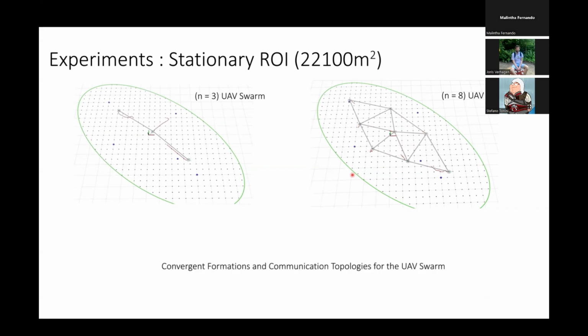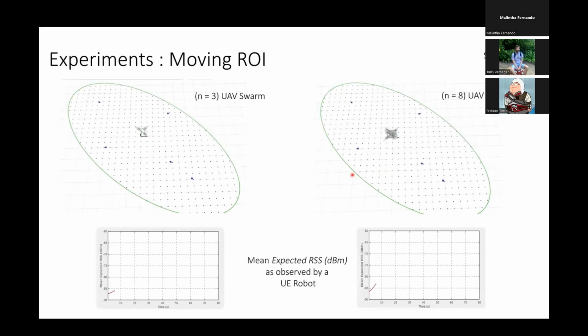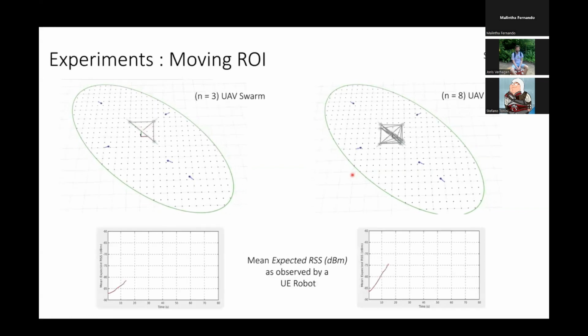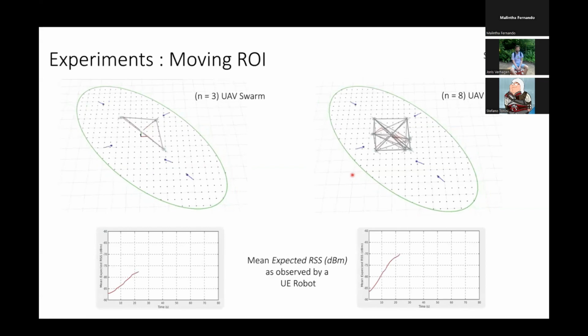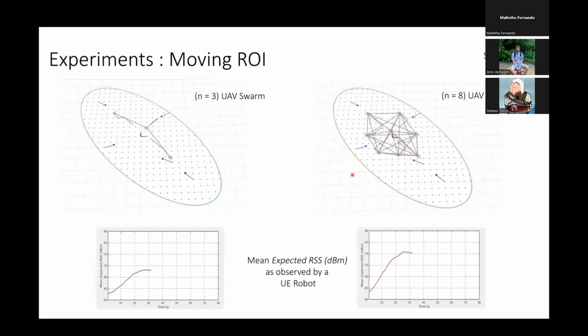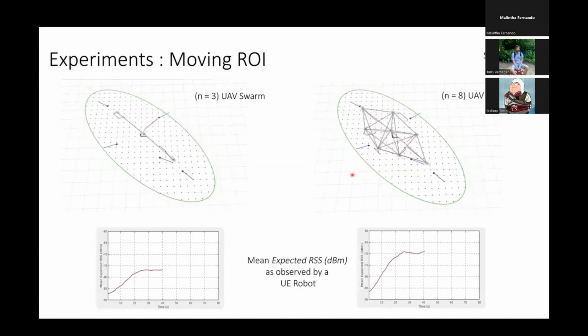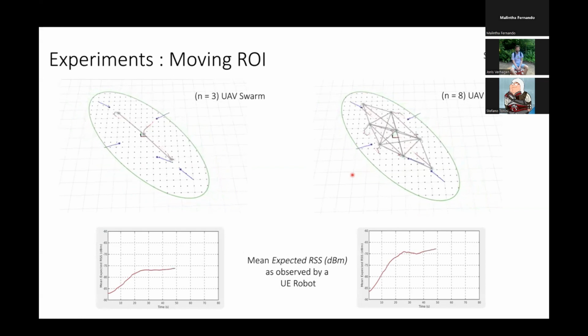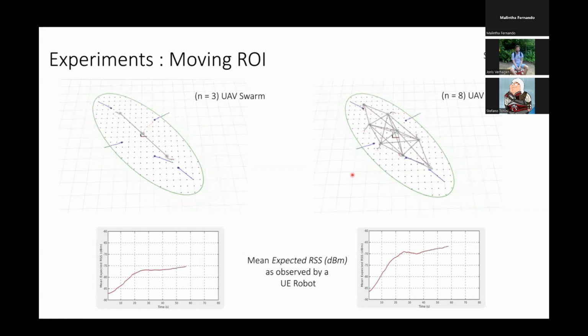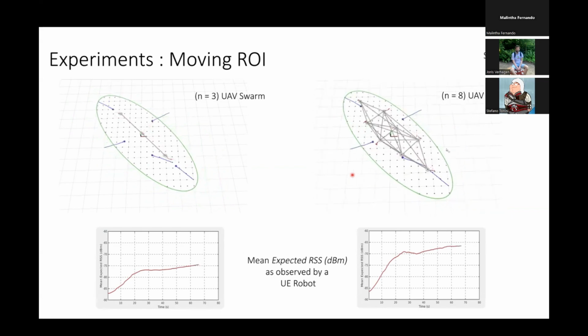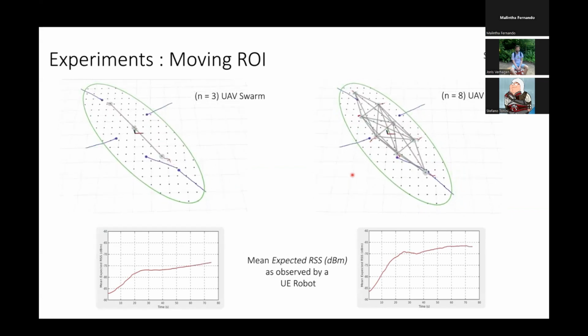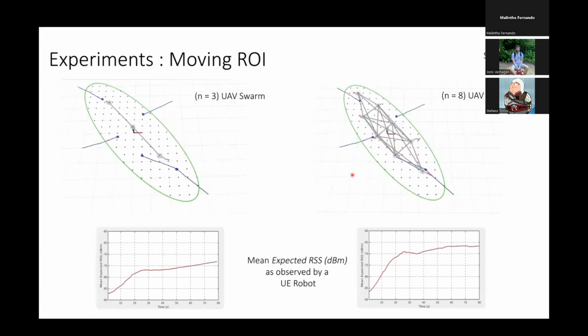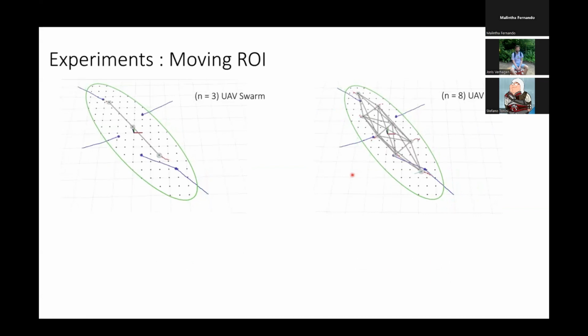Note that this is a very large region of interest. It has 22,000 square meters in it. So what will happen if we set these ground robots to move around in the environment? The UAVs can still squeeze themselves into the region of interest, and that is also in real time, which is very fast in computation.